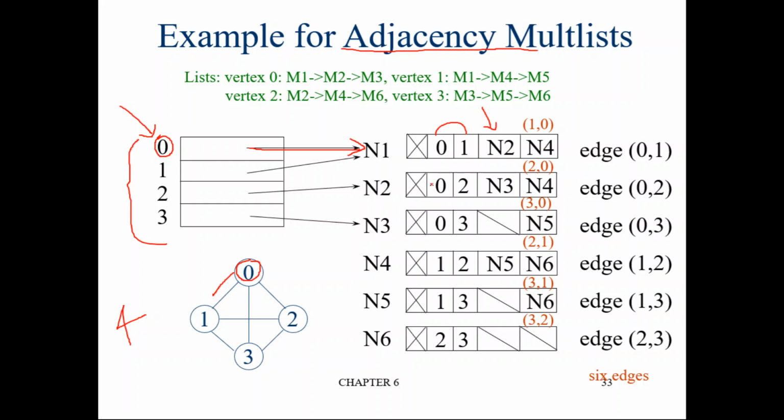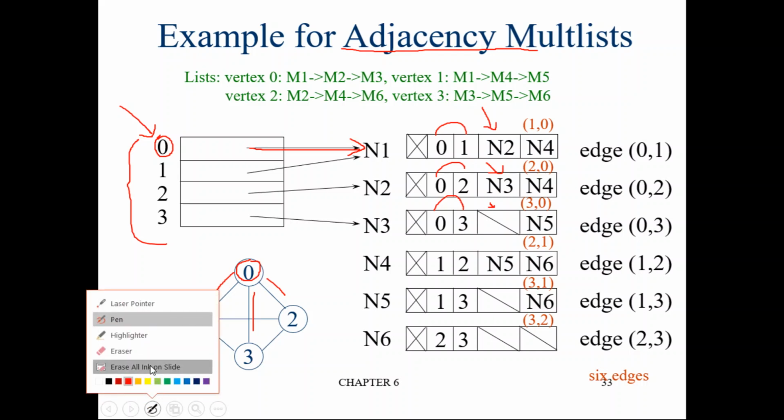n2 is 0 to 2. So the second edge we have done. Also, the source is 0, so 0 to 2 means you have to take this one. What is that? n3. n3 is 0 to 3. So this is the third edge. Again the source is 0, so take this pointer. What is this pointer? Null. So stop. Now for this vertex we have identified all the 3 edges. Like that we can identify the edges for other vertices.